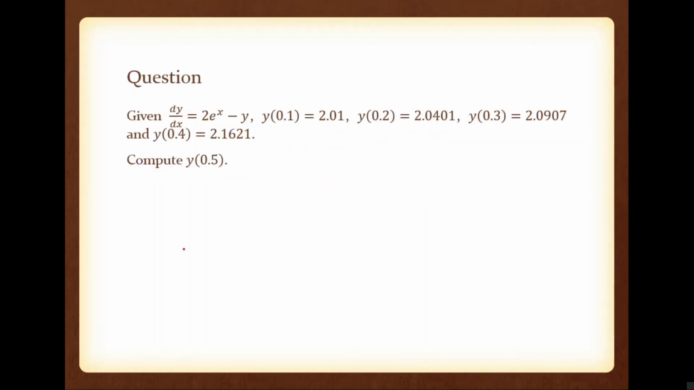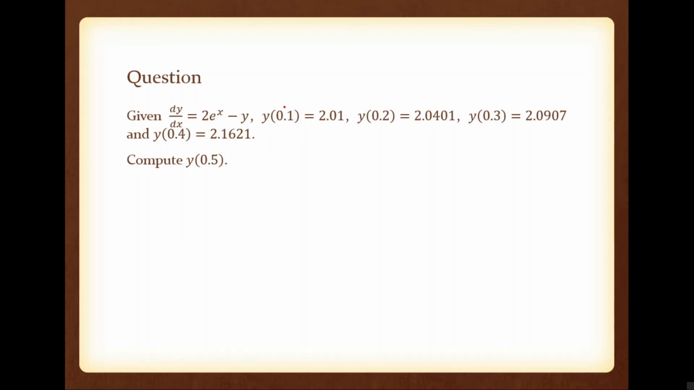So please note down the question. Given dy by dx is equal to 2 e raised to x minus y, where y of 0.1 is equal to 2.01, y of 0.2 is equal to 2.0401, y of 0.3 is equal to 2.0907, and y of 0.4 is equal to 2.1621, and you are asked to compute y of 0.5. We are going to solve it.